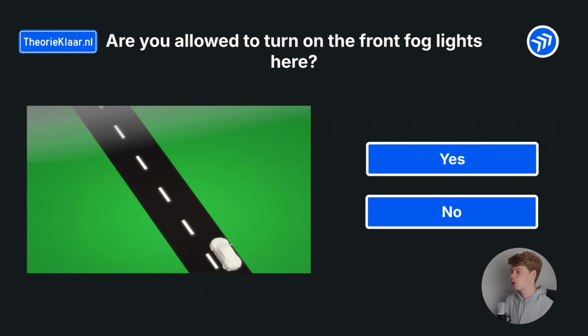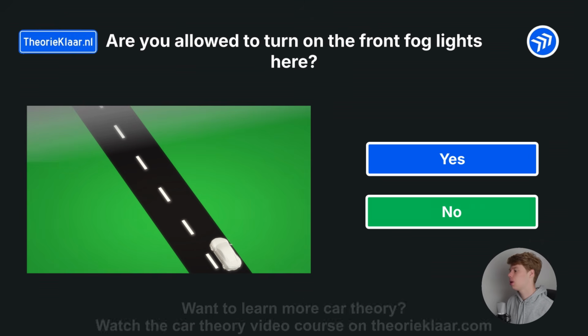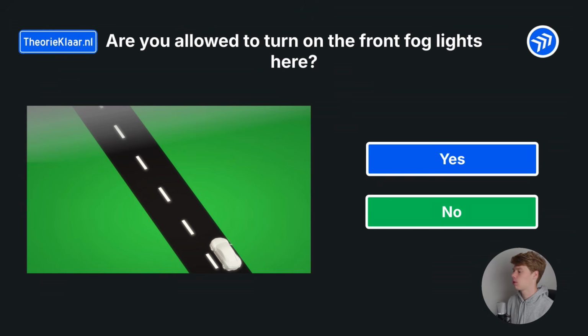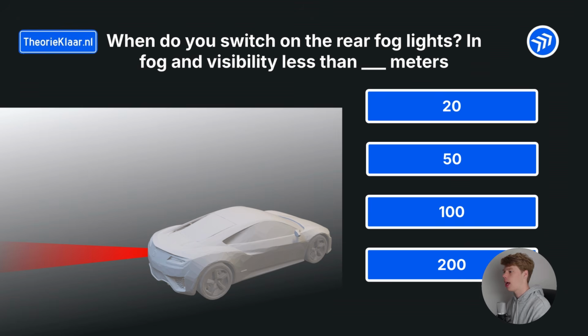Are you allowed to turn the front fog lights on here? Well, this is a very difficult question because you can't really see how much fog there is. But the right answer is no, we only have a small amount of fog and we can still see well in front of us. The front fog lights are only allowed to be turned on when visibility is less than 200 meters. Here you can still see well in front of you, so you don't have to switch on the fog lights.